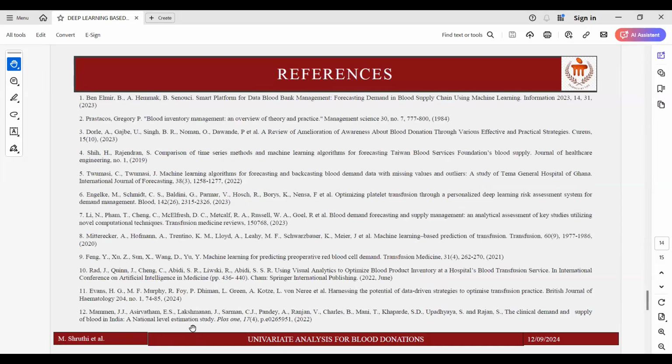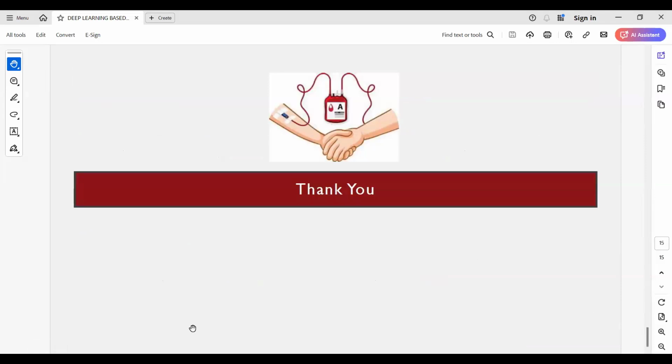So in conclusion, these are the references. In conclusion, I would end with a note saying blood donation saves life. So please donate. Thank you.